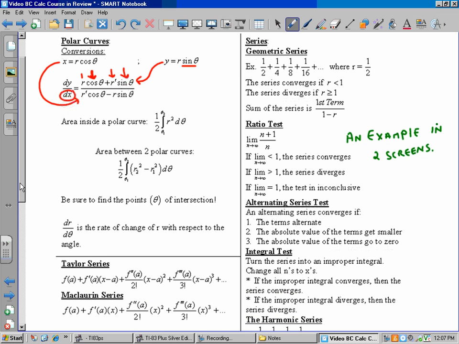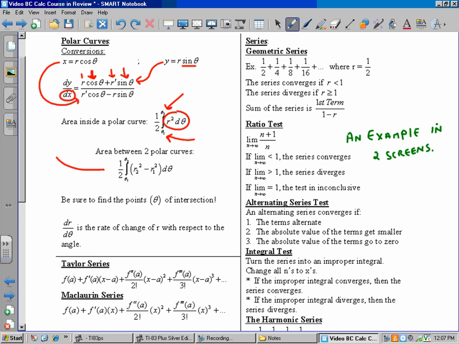To find the area inside of a polar curve, you integrate 1/2 r squared d theta. The tricky thing a lot of times is figuring out the bounds of integration, what values of theta give you that curve. Again, I've got a whole video on polar if you want to take a look at that.